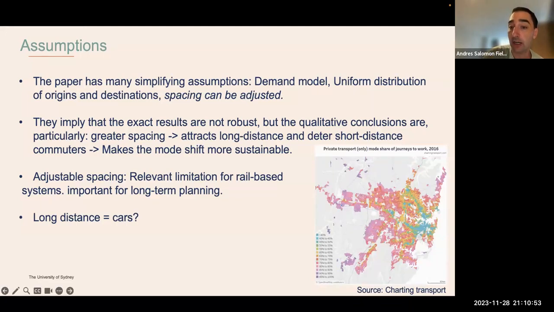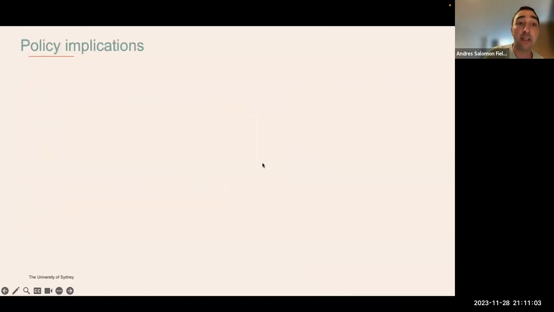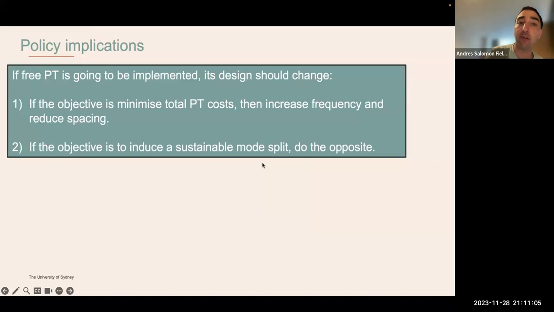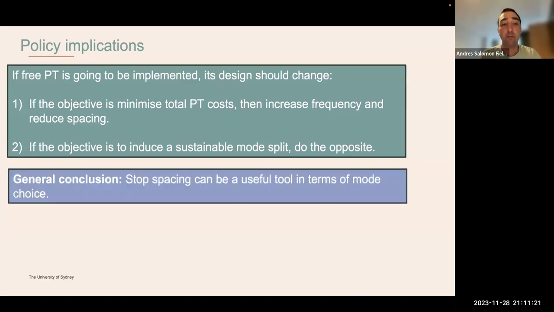So here you can clearly see that the outer suburbs are much more pink, and that means that the percentage of car drivers is greater. Policy implications: if free public transport is going to be implemented, then the design should change. How it should change depends on the goal. If the objective is to minimize total public transport costs, then increase frequency and reduce spacing. If the objective is to induce a sustainable mode shift, do the opposite.